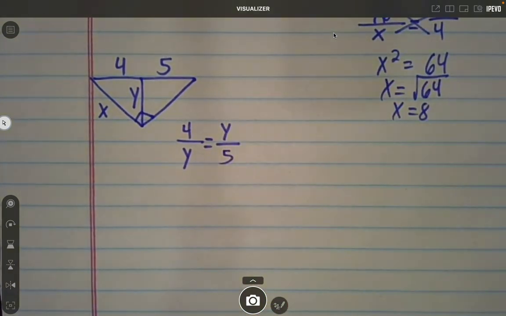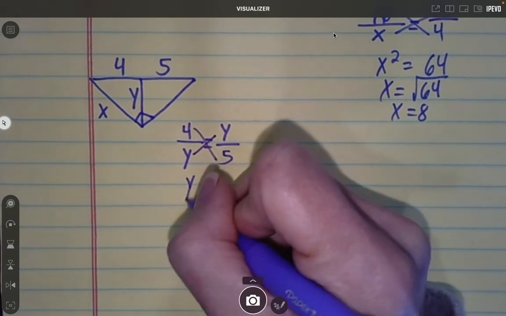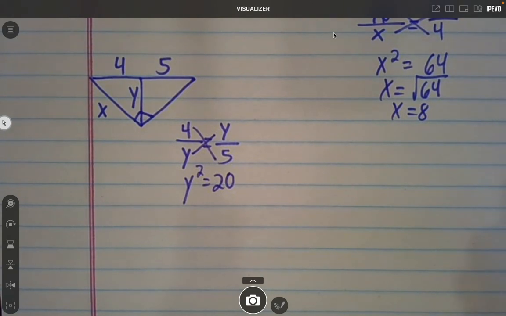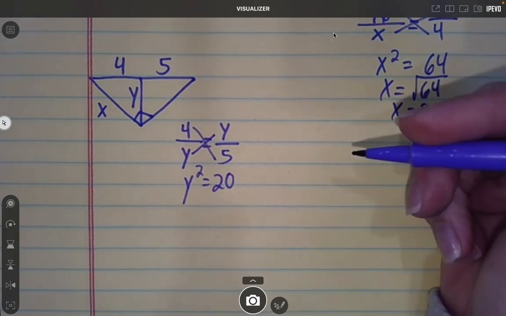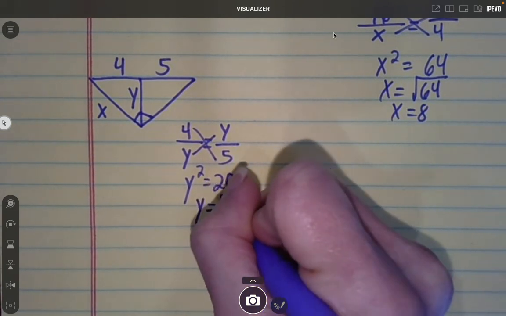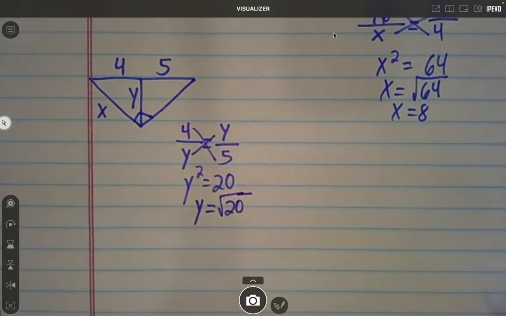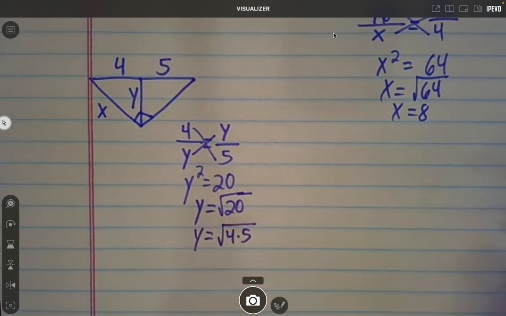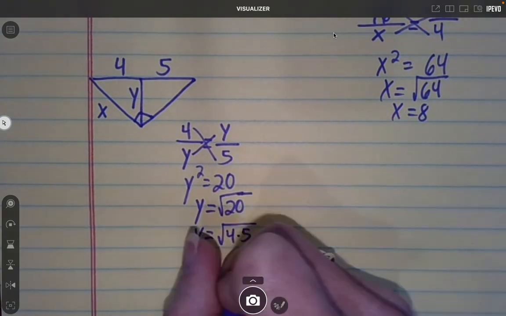So then what do we do? Cross multiply. So y squared equals 20. Not done yet. Do you always get a square root? Yes, on these it's the same thing over and over again. Well, a square root is a number. It's going to be y equals the square root of 20. What goes into 20? 4 times 5. Is everybody good with that so far? And then the square root of 4 is 2.